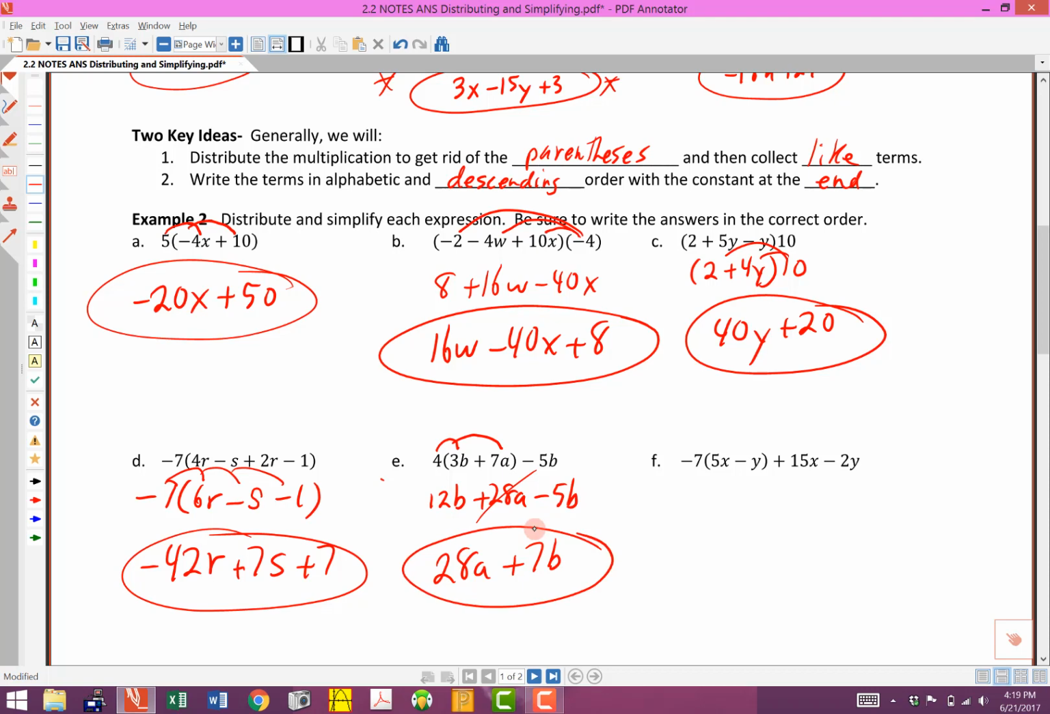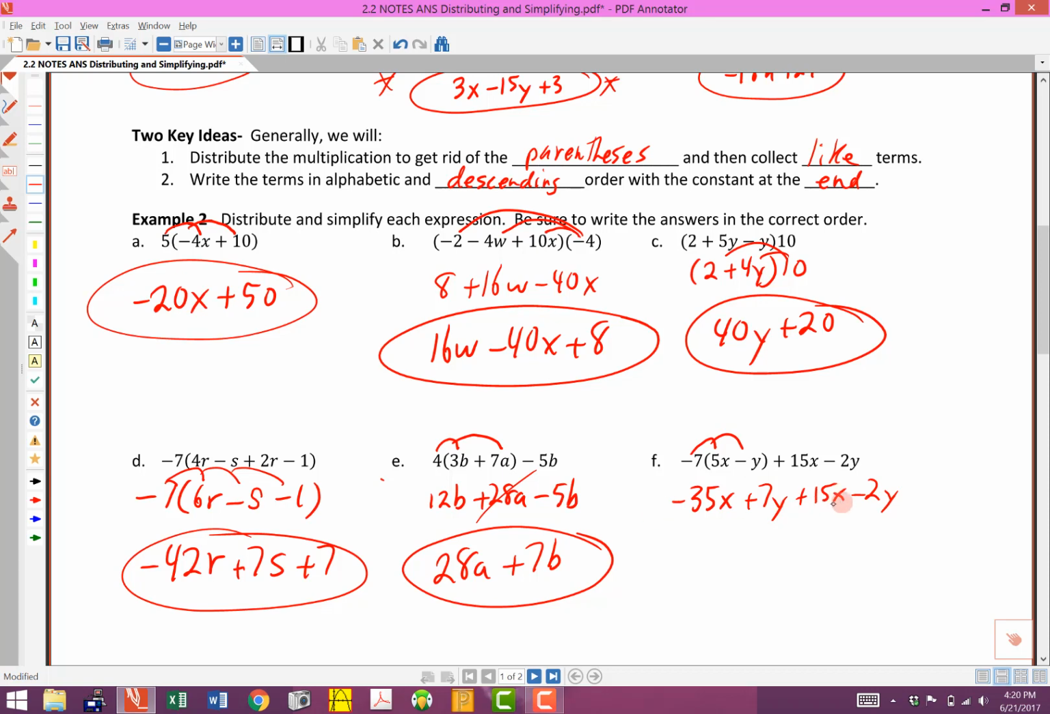All right, last one. Again, you'll notice that this right here is the set of parentheses. These are not in parentheses, so we're only going to distribute through here. So this would be negative 35x. Let's see, negative times a negative. This is going to be positive 7y. And I'm just going to rewrite these guys right here, and then we'll run through and we'll collect like terms.